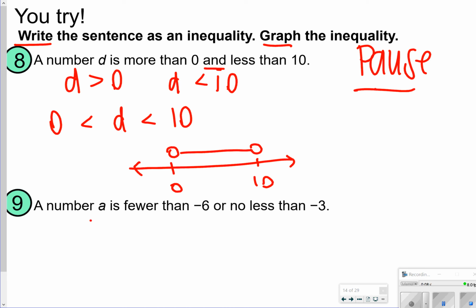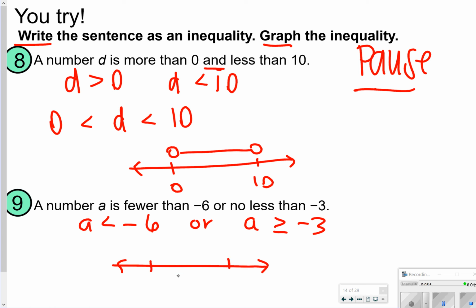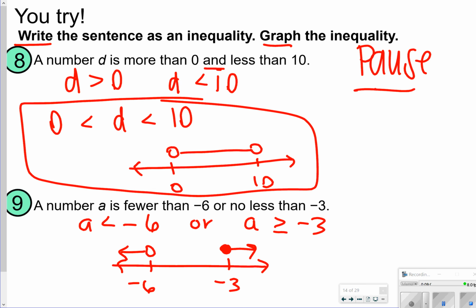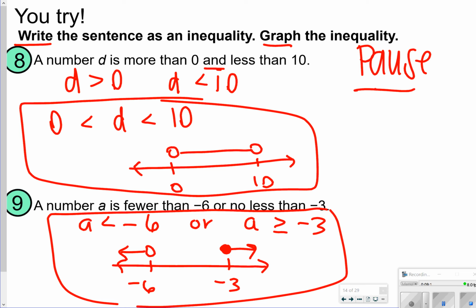Okay, and number A is fewer than -6, so less than -6, or no less than -3, that'd be greater than or equal to -3, so that when we graph -6 and -3, less than -6 will be open circle pointing left, and then greater than or equal to -3, closed circle pointing right. Okay, so here are your two correct answers.